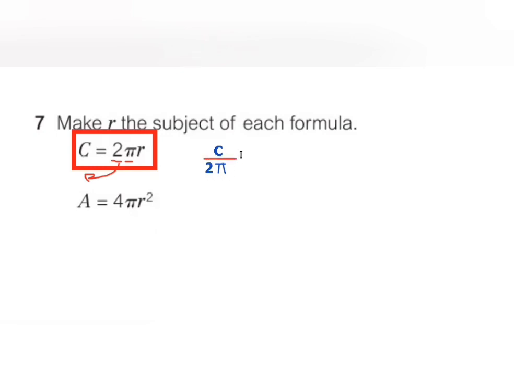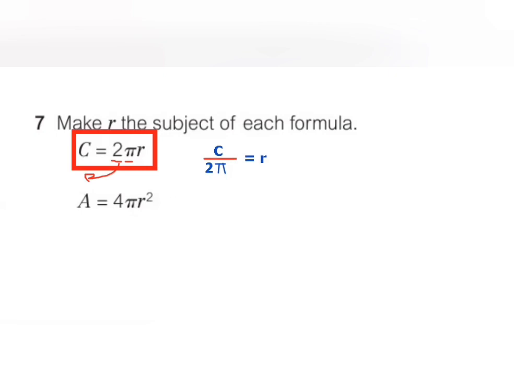Equals what? Very good. Equals R. So I took everything to the other side. Because it's multiplied, I took it by dividing. And I end up with R equals C over 2 pi. Now let's move on to the next one.